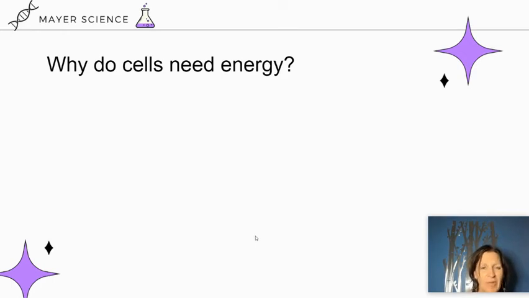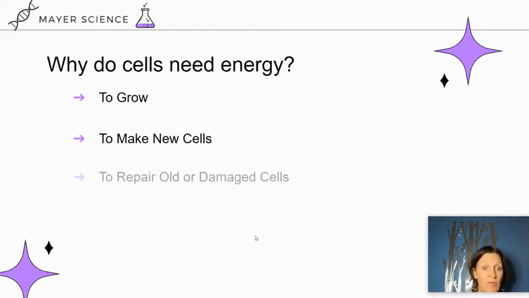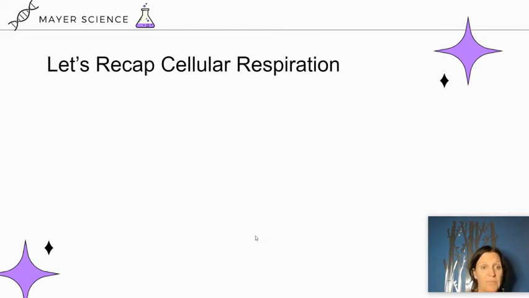So you might be thinking, why do cells even need energy? We need energy in our cells to grow. We need energy to make new cells. When cells duplicate and replicate themselves to make new cells, that requires energy. Anytime cells need to be repaired because they're old or they're damaged, that's going to take energy. And cells need energy, in some cases, to move around.